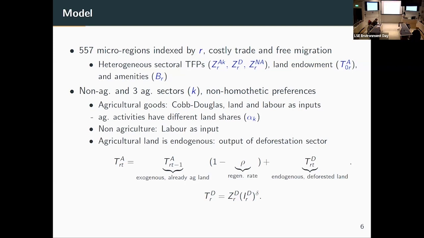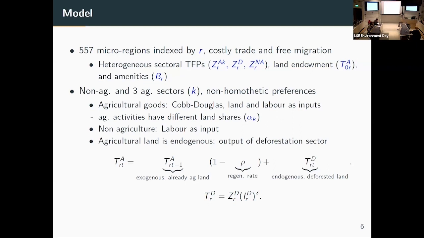Preferences are non-homothetic between agriculture and non-agriculture. And an important parameter will be the substitutability between the sectors and the substitutability between the origins of the different sectors, in a standard Armington model way. Crucially, agriculture takes land and labor as inputs, and they differ in land share. So the land intensity in their Cobb-Douglas function is very different. You should think of, for example, pasture having very little labor requirements and very large land requirements, soy having a much lower land share.